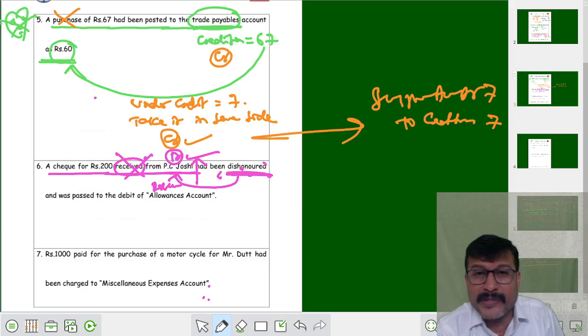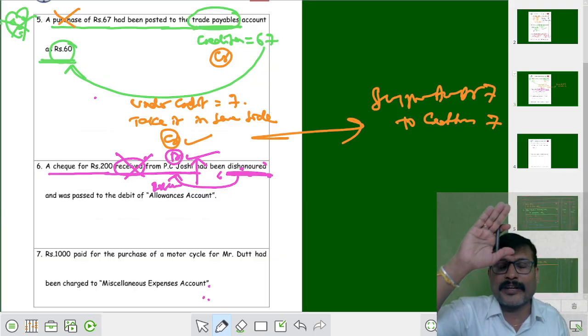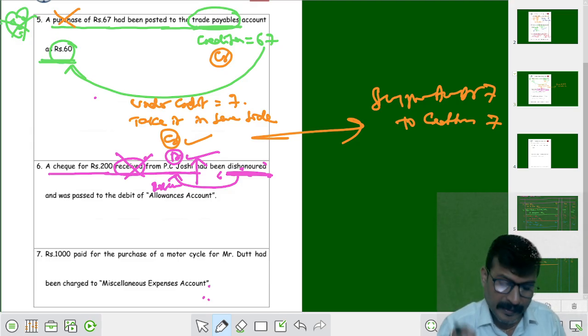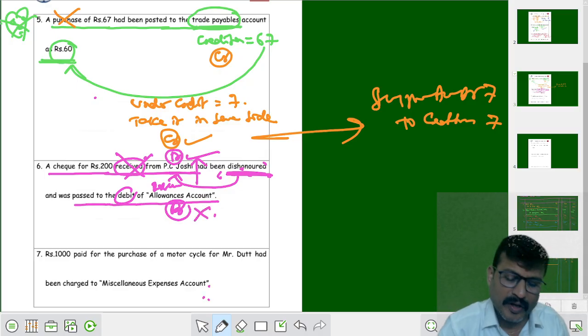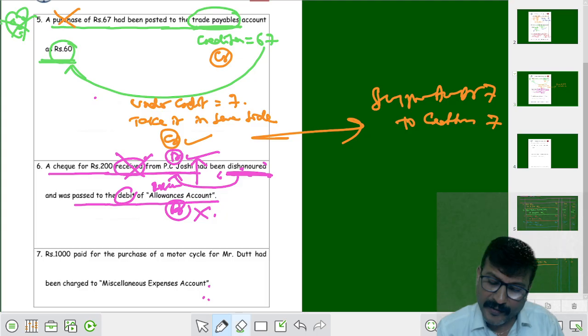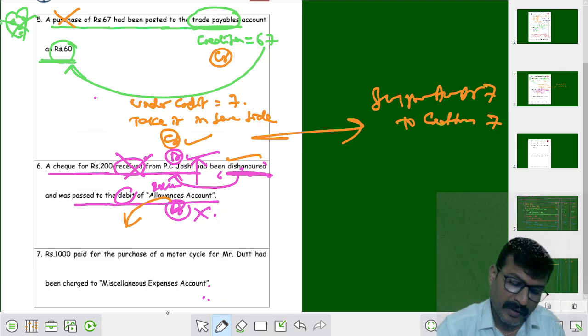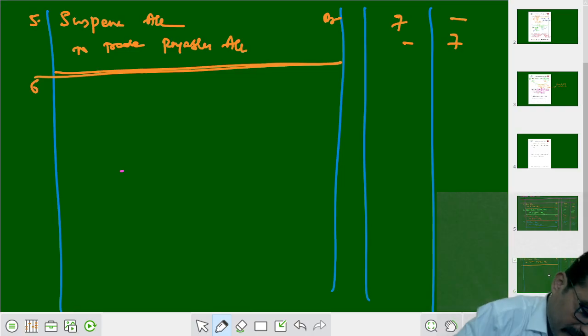When you received from PC Joshi, the debtor decreases. When it is a dishonored, again the debtor increases, because the bill goes back to the debtor. Debtor increases, debit. Was posted to the debit of allowances account, where it is recorded allowances account as a wrong debit. Now what is your rectified entry? Keep the correct in the same place, shift the wrong in the opposite place. Wrong means debit becomes credit. Now your entry will be what? PC Joshi account debit to allowances account. Entry number 6.